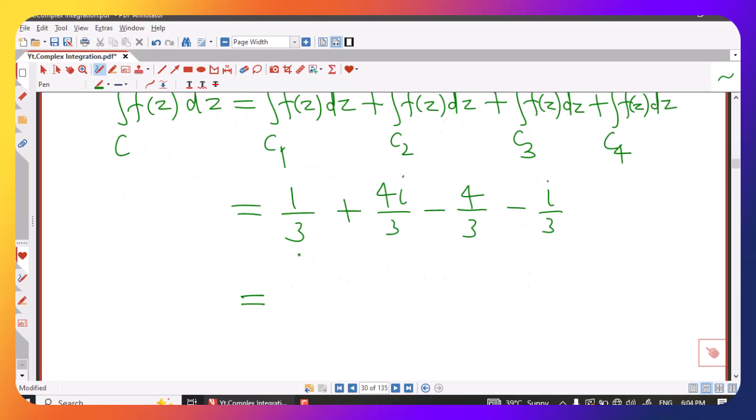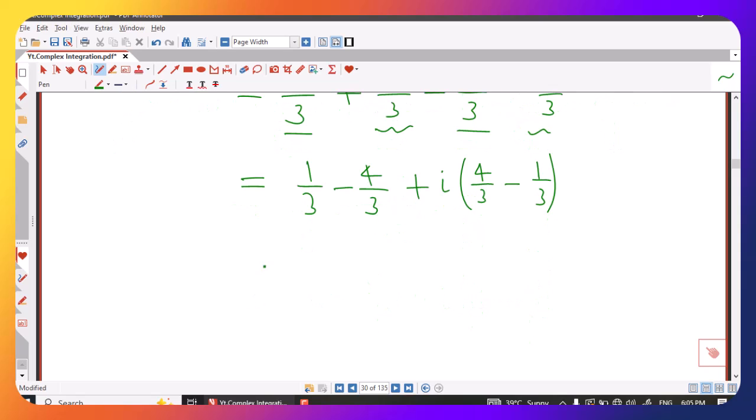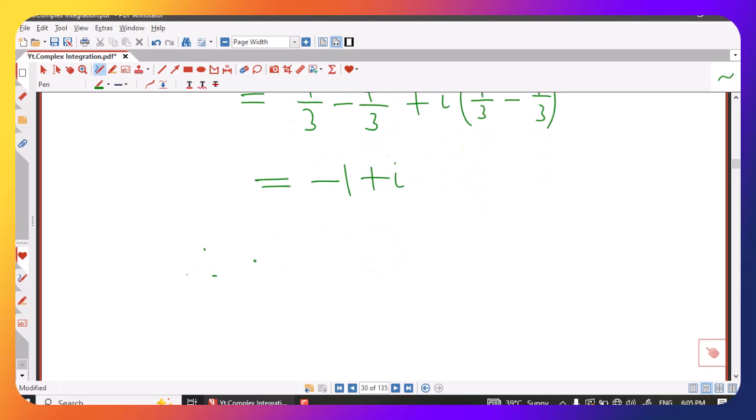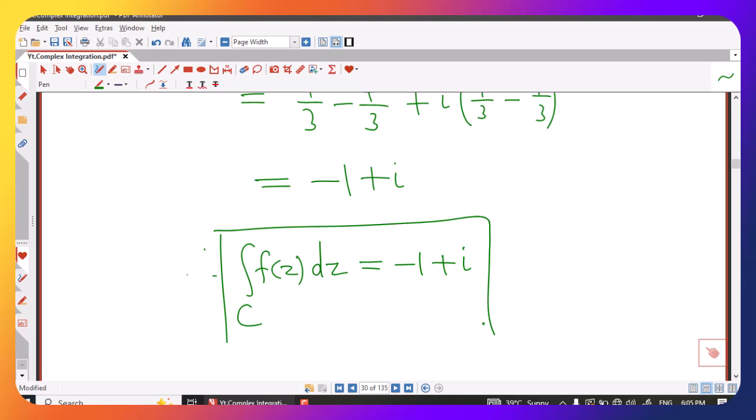Now we can combine 1 by 3 and minus 4 by 3, and take i common from the other two. 1 by 3 minus 4 by 3 is minus 3 by 3, that is minus 1, plus here I have 4 minus 1, that is 3 by 3, and it is i. So this is our answer: the integral of f(z) along contour C, which is the boundary of this square with given vertices, is minus 1 plus i.